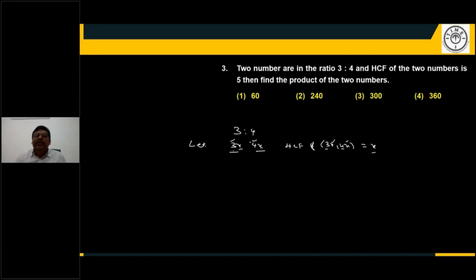So the HCF of 3x and 4x is x, but he says the HCF of the two numbers is 5, which means the x value is 5. If x is 5, the two numbers are 3 fives, 15, and 4 fives, 20. The two numbers are 15 and 20. He is asking for the product of the two numbers. 15 into 20, how much, students? 300. HCF means highest common factor. What is the highest common factor for 3x and 4x? 3 and 4 will not have any common factor, so x is the common factor, right? So let's go to the next one.